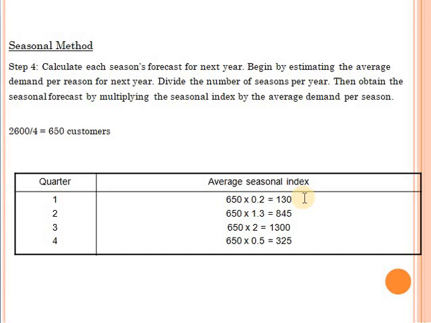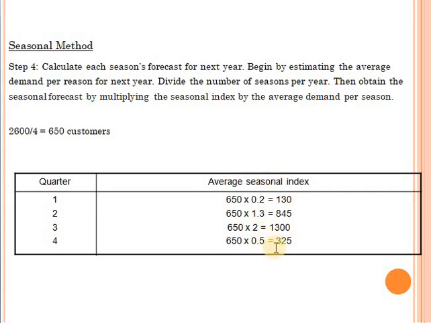Let's see the second quarter. What will be the distribution? So I will say 650 times 1.3, which is the value that I got from step 3 for quarter 2. It was 1.3. Multiply it, you will see that we will have 845 customers coming at quarter 2. 650 times 2, 1,300 at quarter 3. You see, this is the highest season. As well here, 650 times 0.5, 325.